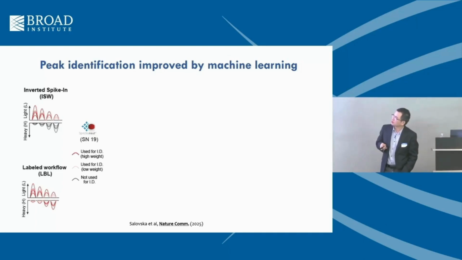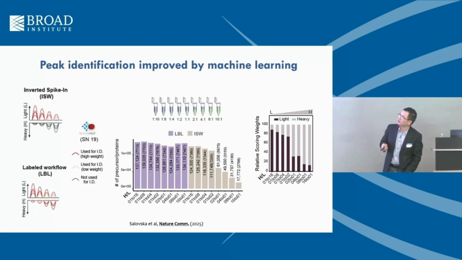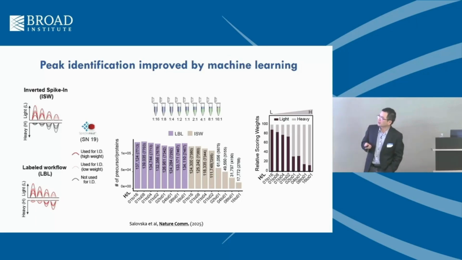So basically, what we did is that we performed a dynamic identification. The idea is that the machine learning will try to use more of the light features for those samples where you have more light peptide, and to use more of the heavy features to do the identification for those samples where you have more heavy peptide. Here you can see a standard dilution experiment by the heavy and light cell lysate mixed in different ratios. You can see that with the traditional ISW workflow, indeed, we have a lower identification rate for those samples where we have a lot of heavy peptide.